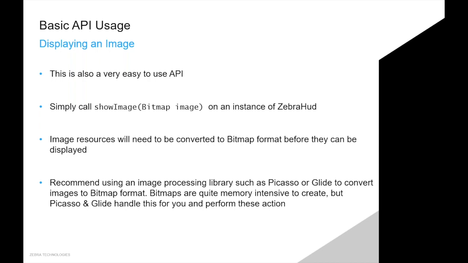I'm sure most Android developers are familiar with this. If anyone's coming from a non-Android background, then I would recommend leveraging an image processing library such as Picasso or Glide. These are two very popular, well-supported image processing libraries, and they help you convert images into bitmap format. The reason I recommend using an image processing library is because bitmaps are quite memory intensive to create, and it's easy to make a mistake there. If you use something like Picasso or Glide, they handle all of this creation and the memory concerns for you, and it just makes things a little bit easier.